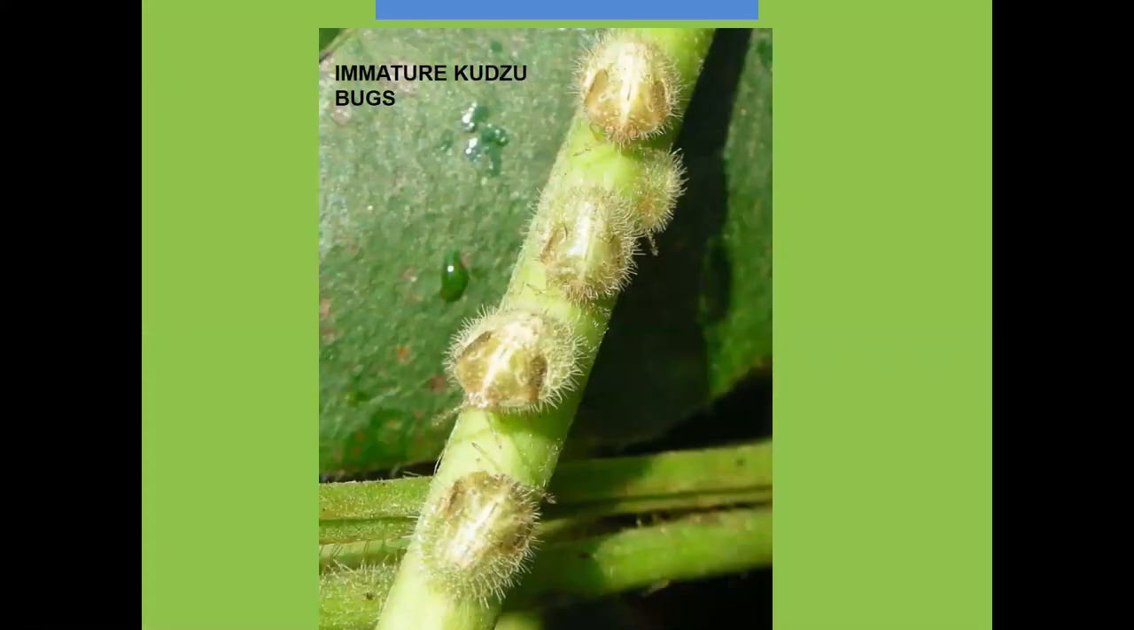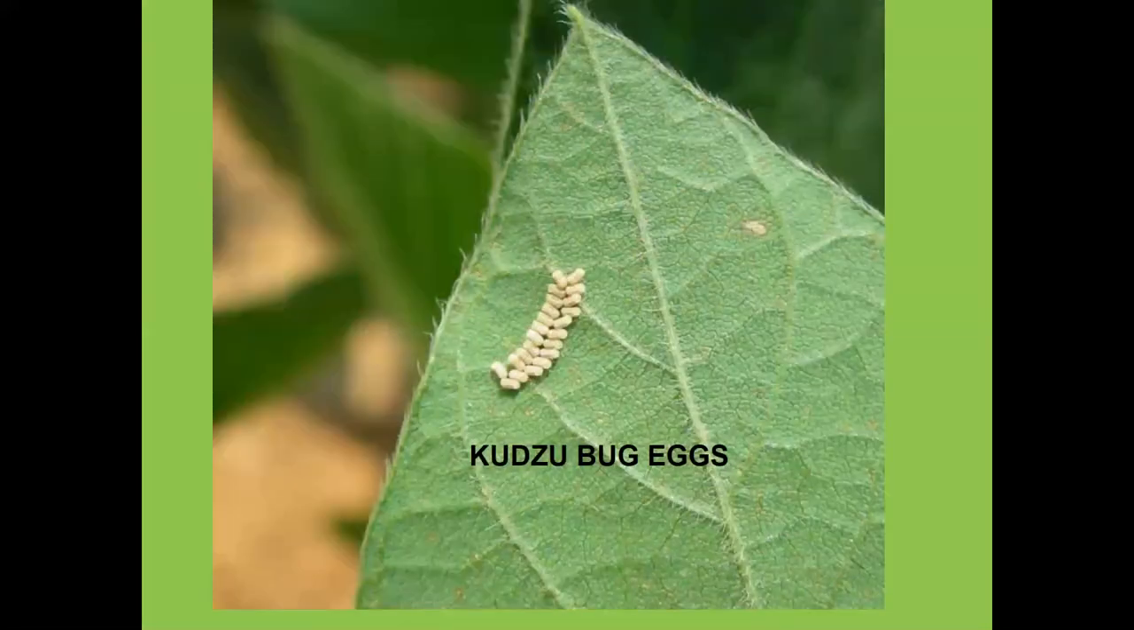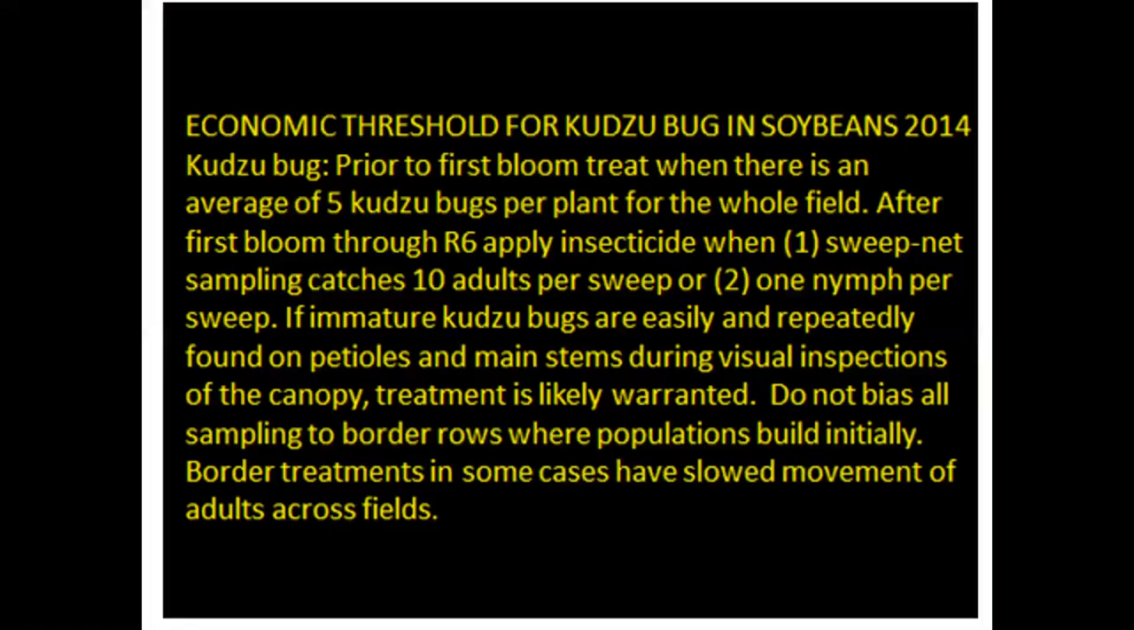This is the immature stage. It's flat-bodied and a very hairy insect. The eggs are laid in 2 rows. Parasitic wasp will lay its egg inside that egg, and then it will kill the immature kudzu bug as it tries to develop.